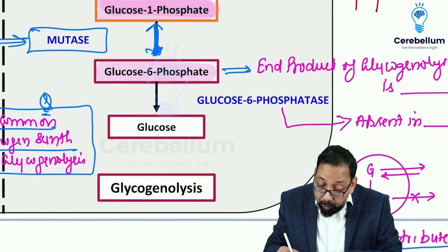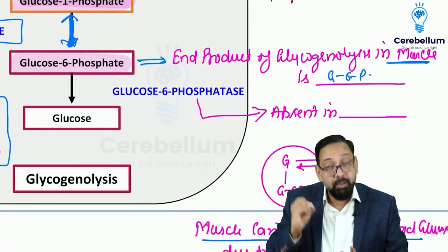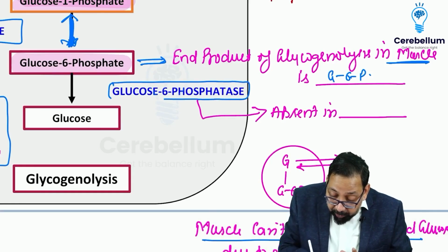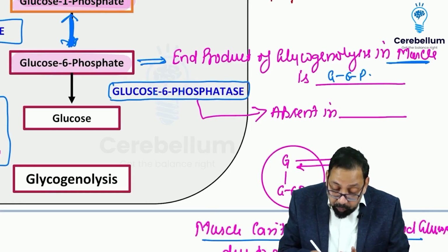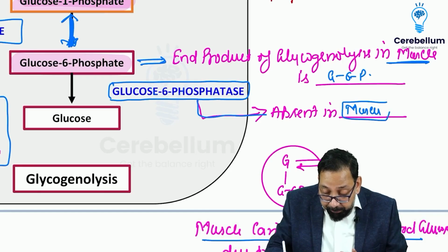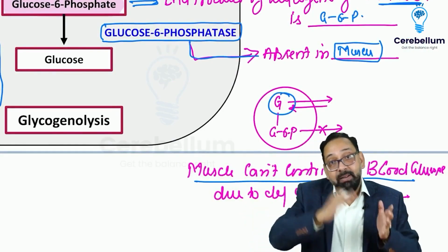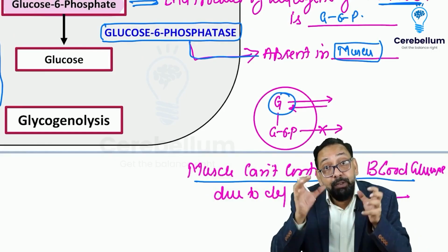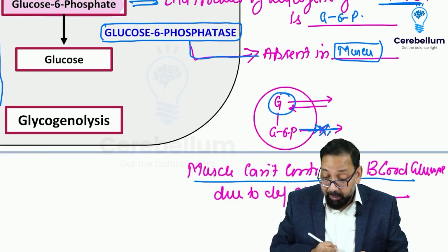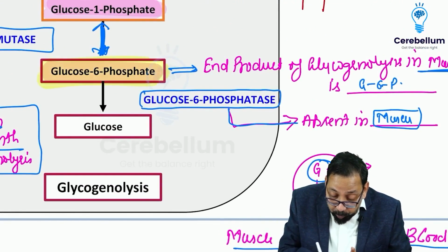In muscle, the end product of glycogenolysis is glucose 6 phosphate, because the last enzyme, glucose 6 phosphatase, which converts glucose 6 phosphate to glucose, is absent in muscle. Point to note: if glucose is free in the cell, it can come out of the cell, and it can enter the cell. But if glucose is joined with phosphate, now it is trapped. So glucose 6 phosphate can't come out of the cell. So in muscle, when glycogen is broken down, the end product is glucose 6 phosphate.